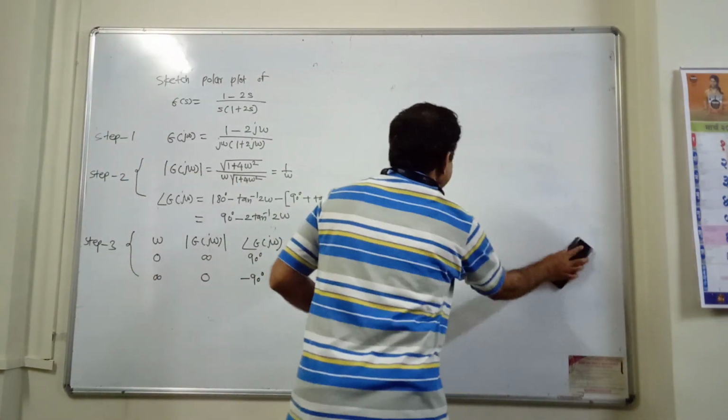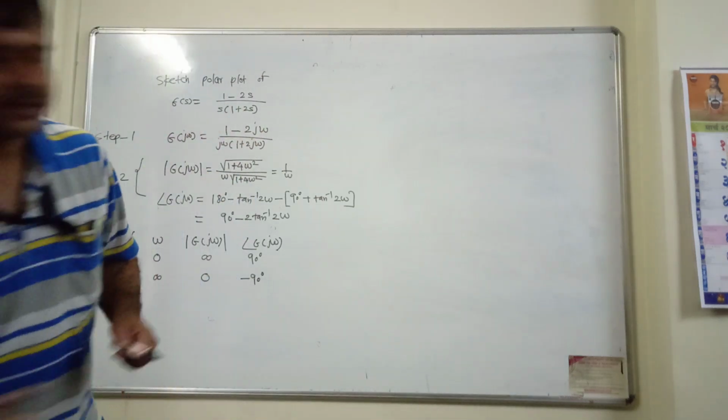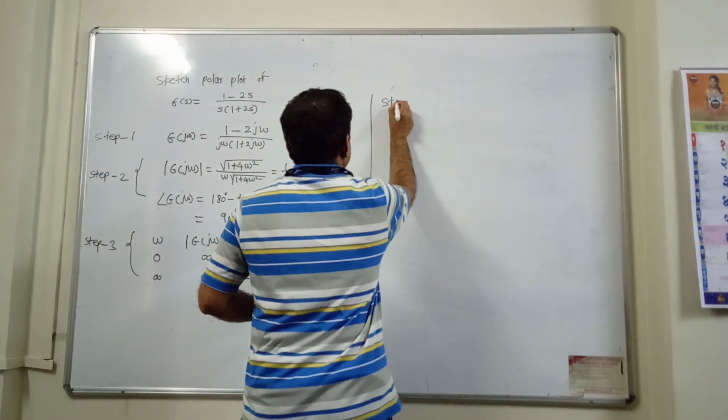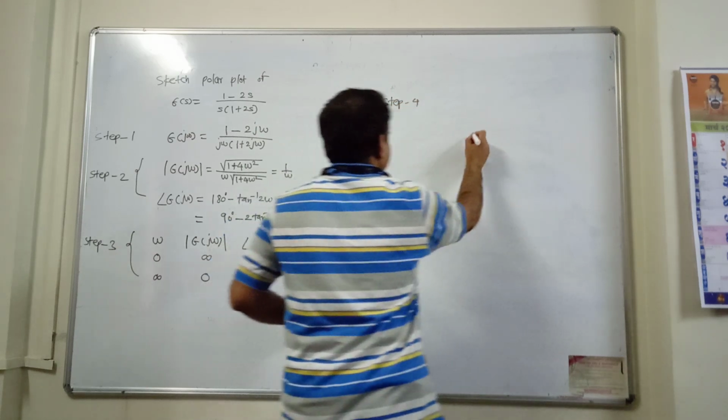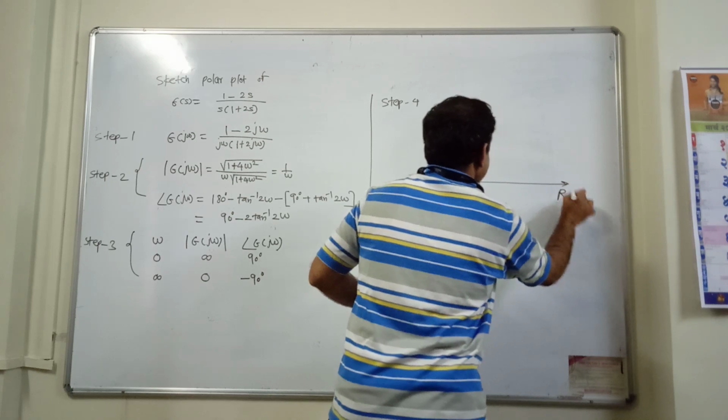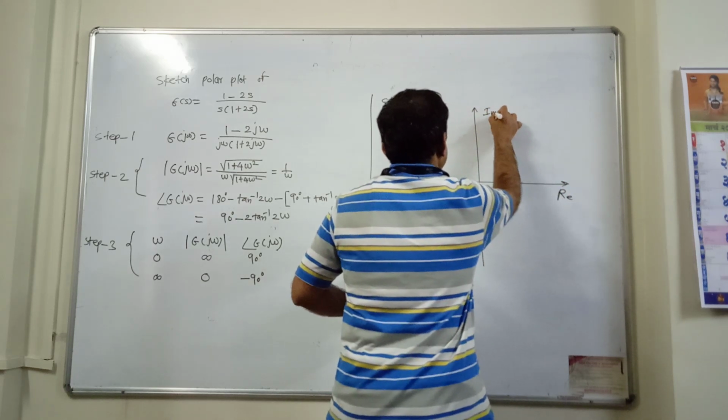How will be the plot? That is step 4. Let us see. Polar plot. Step 4. This is real. This is imaginary.